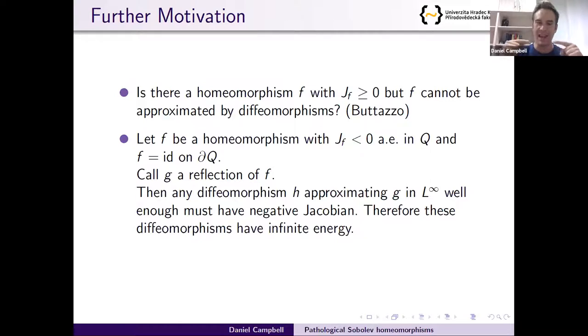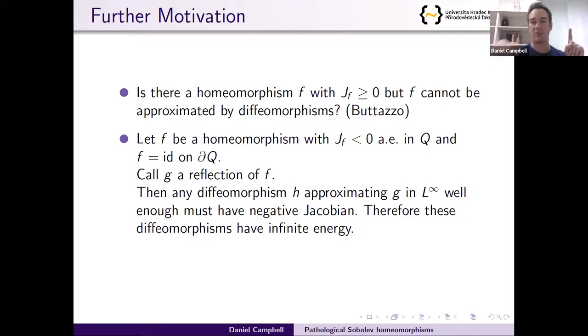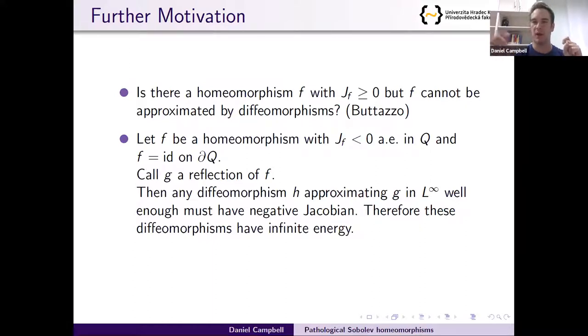So any diffeomorphic approximation of your function G, which is close to G on the boundary, must have infinite energy. So if you can approximate it by diffeomorphisms, you can't approximate it in terms of the energy, right?